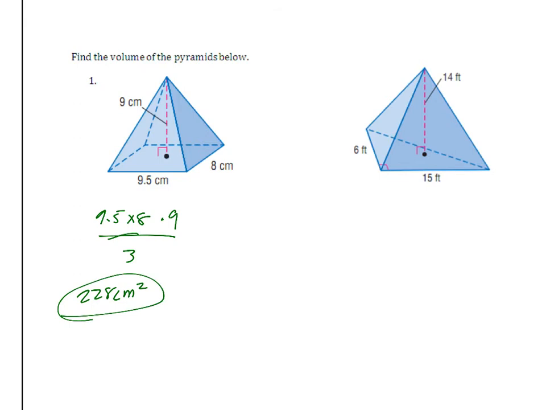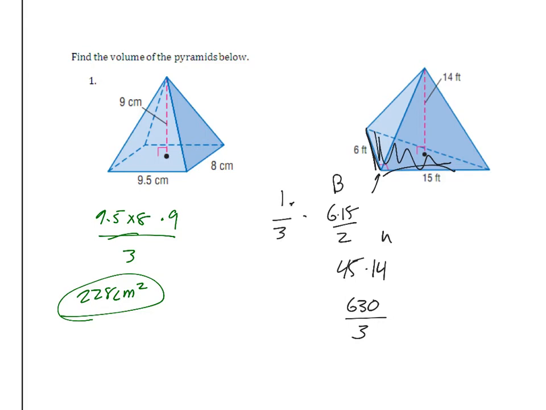All right, for this one on the right, number 1B, I guess we'll call it. This is a right triangle. That tells me that I want to take 6 times 15 divided by 2. That is just this triangle. So that's going to be 45. All right, then I'm going to multiply that times my height, which is 14. So that gives me 630. Then my last piece is I divide it by 3. So this is the area of the base. This is my height. I need to multiply it by 1/3. So I get 210 cubic feet.